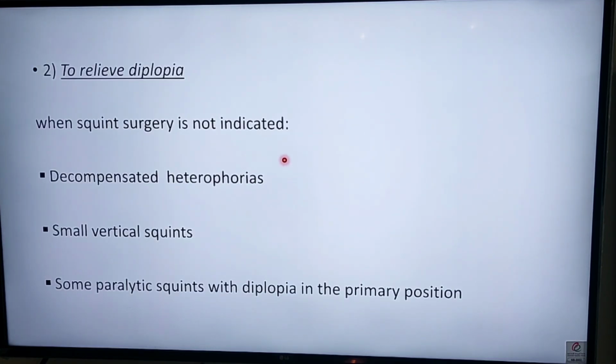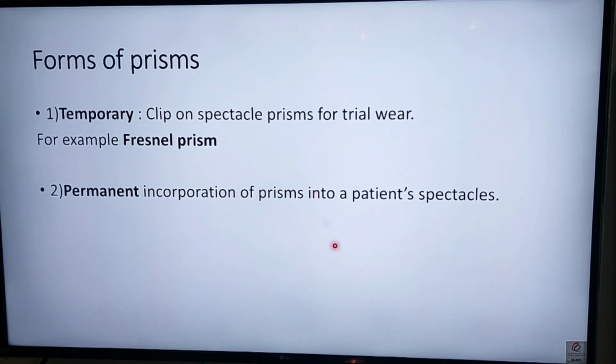Okay, so one of the other uses is to relieve diplopia in cases when surgery is not indicated, for example, vertical squint, paralytic squints, or decompensated heterophorias. So what are the forms of prism? They can be temporary or permanent.